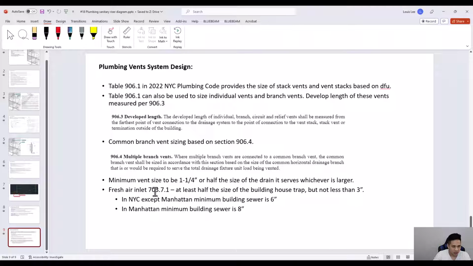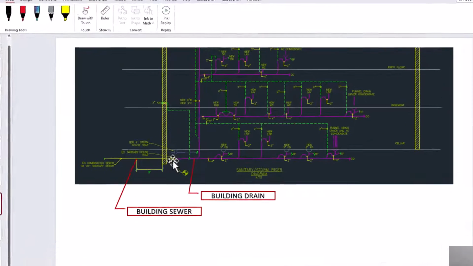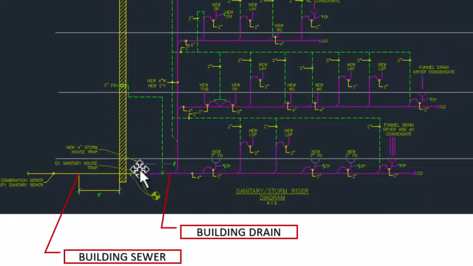You also need a fresh air inlet based on this section, which is at least half the size of the building house trap, but not less than 3 inches. So the fresh air is represented by this 3-inch FAI, which stands for fresh air intake, and it goes basically upstream of this house trap here. And this basically has to be sized half of the drain size here. So 4, it would be a 2 if it's half this. But then you also have to make sure that it has to be at least 3 inches. So in this case, we had to use a 3-inch fresh air intake.